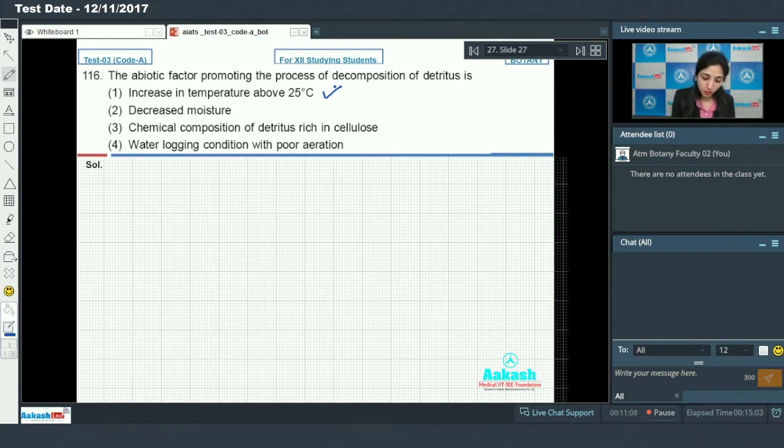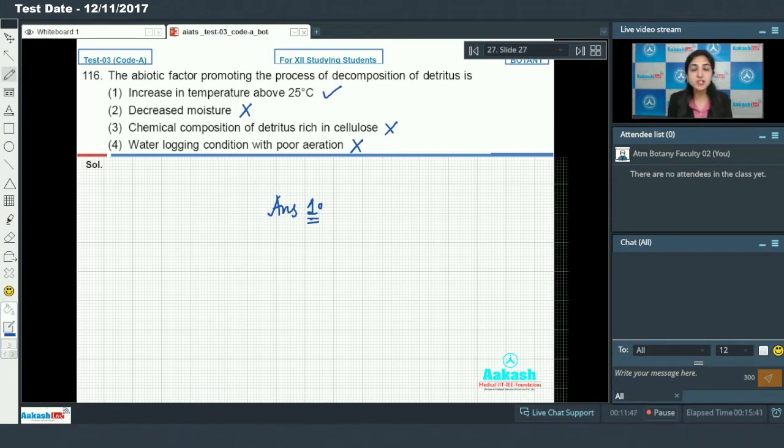Decreased moisture? No. Decreased moisture does not promote the activity of decomposers. Chemical composition of detritus rich in cellulose? No. When the detritus is rich in cellulose or lignin, this will not enhance the activity of decomposers. Waterlogging condition with poor aeration. This is also a factor which will not promote the process of decomposition. So, the answer to this question is option number 1.